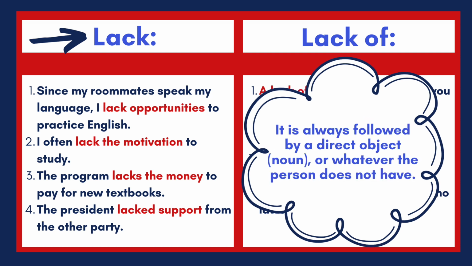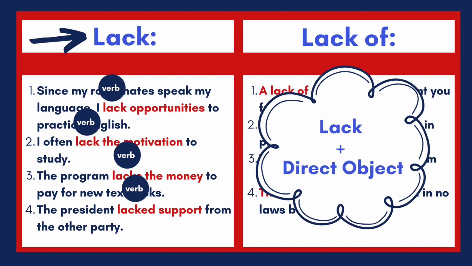And it is always followed by a direct object, which will be a noun. And this direct object will be the thing that the person or the subject doesn't have. So back to our examples, we have lack opportunities, lack the motivation, lacks the money, and lacked support. We have lack plus a direct object.